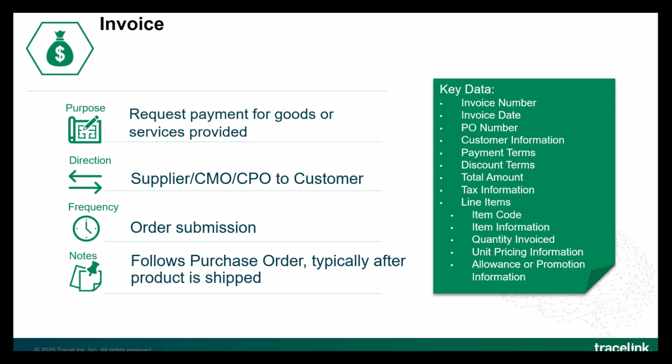An invoice is the formal document that sellers send to buyers to request payment for the goods or services they've delivered. With Mint, invoices are sent directly from system to system. No PDFs, no emails, no manual data entry. This speeds up processing, reduces errors, and ensures payments are made on time.